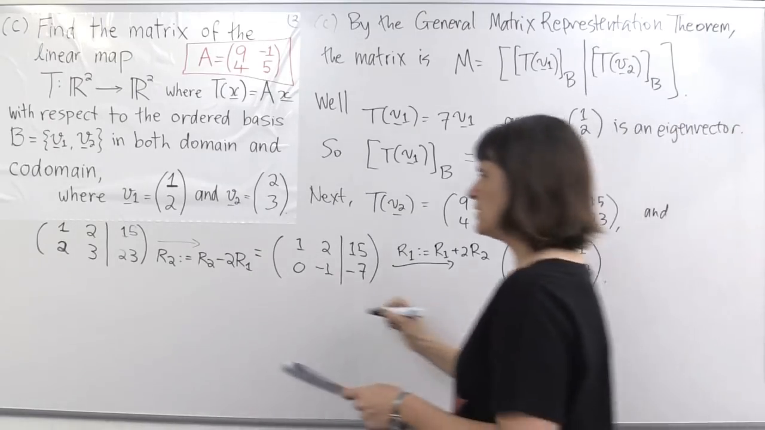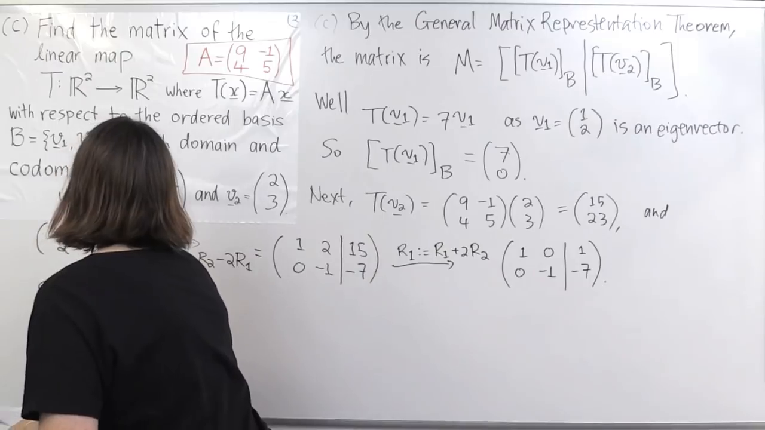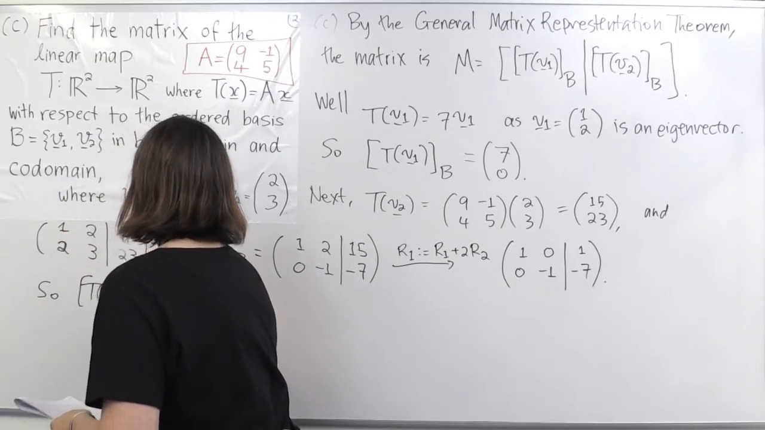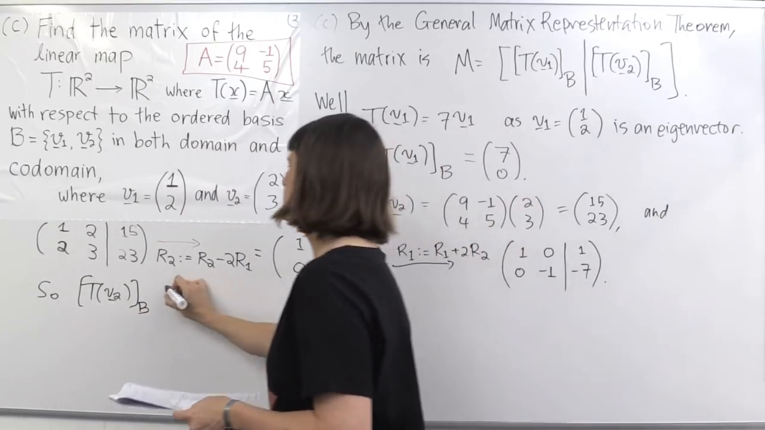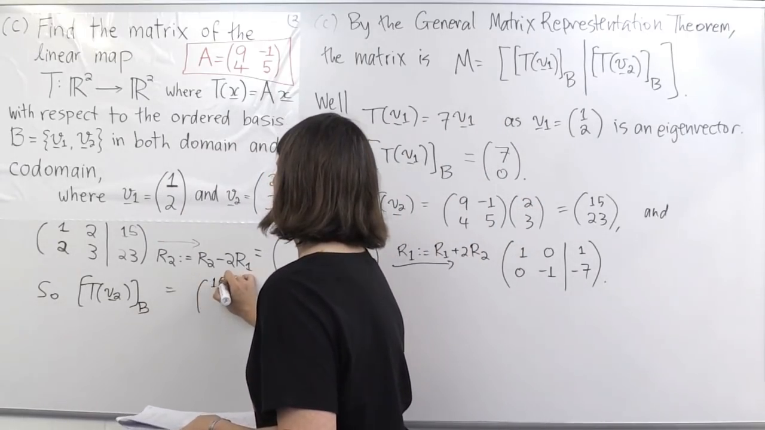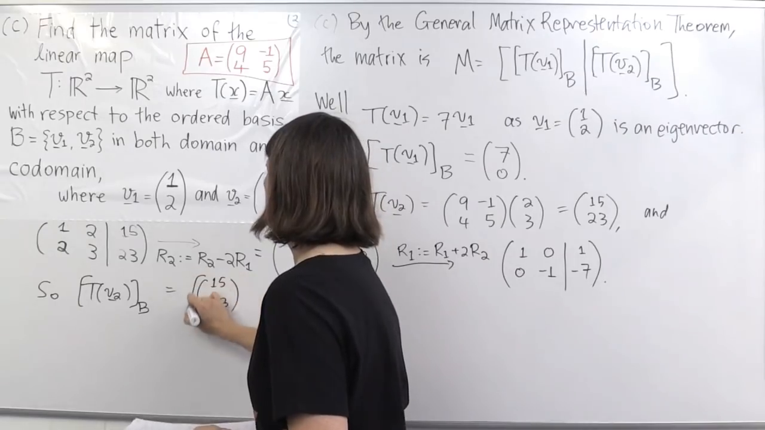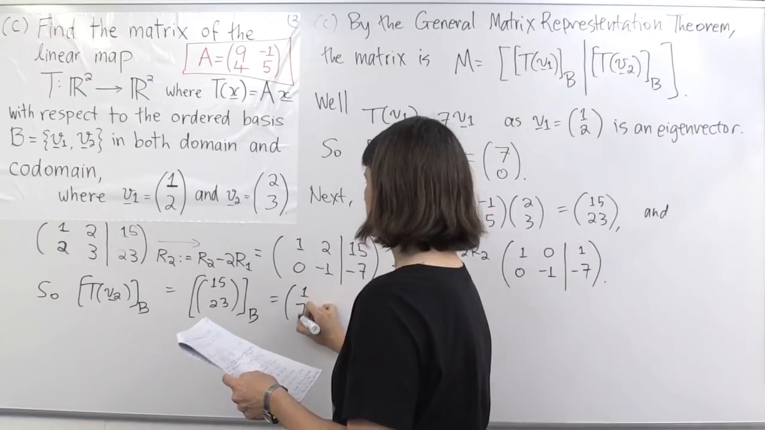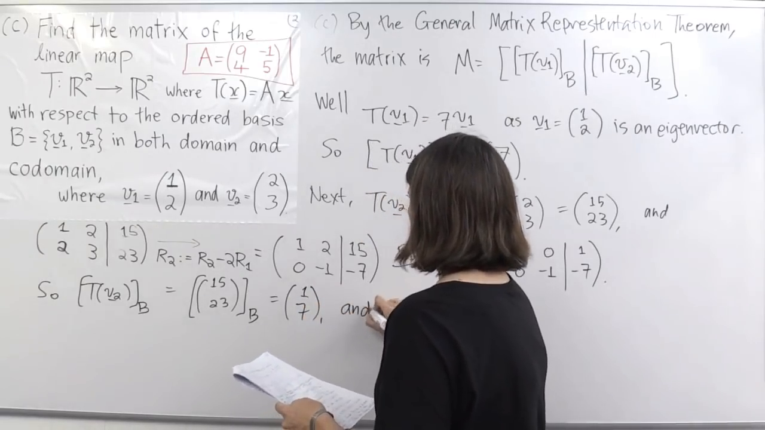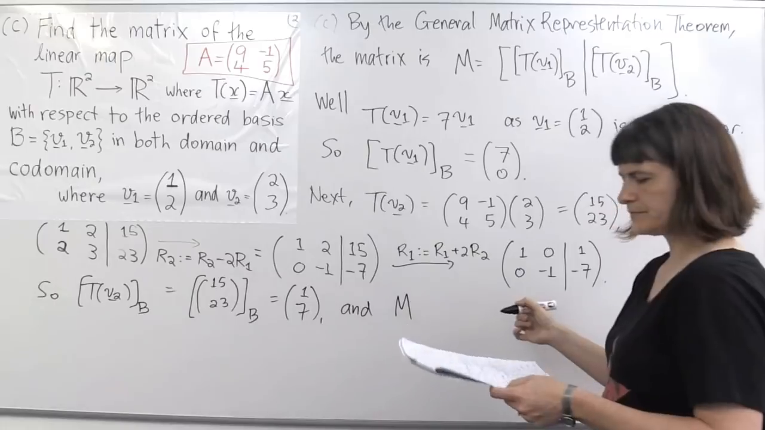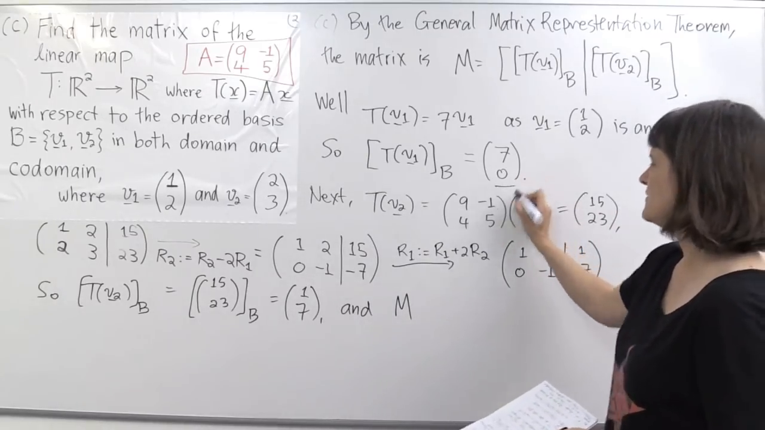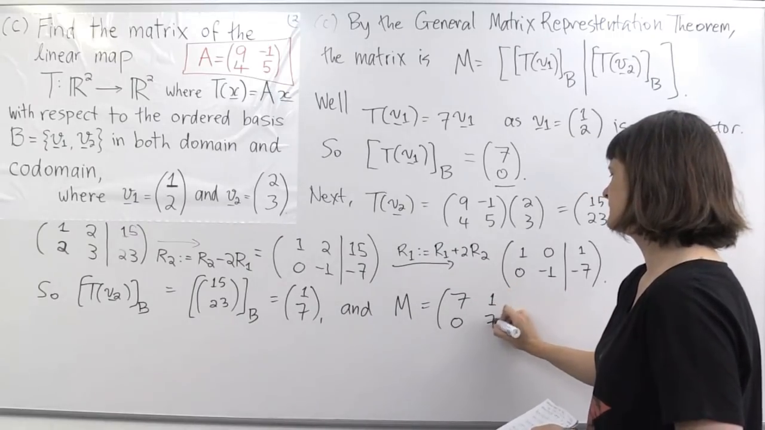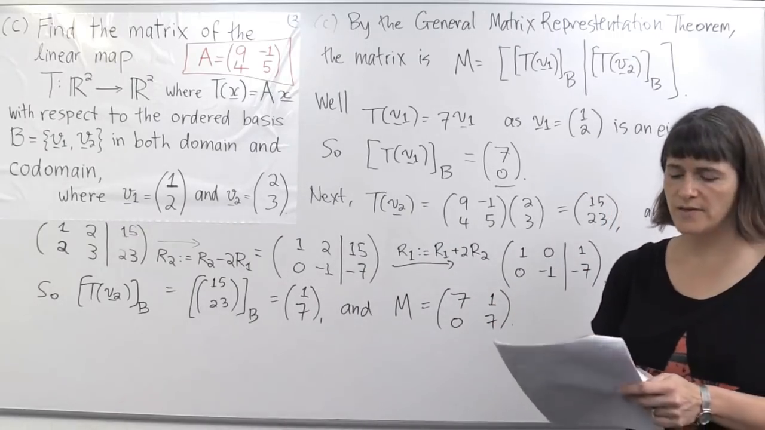So we conclude that T of V2, its coordinate vector with respect to the basis B, which is the coordinate vector of (15, 23) with respect to the basis B, is just (1, 7). And therefore the matrix M that we're looking for has these columns, (7, 0) and (1, 7). Okay, that's the answer for that part.